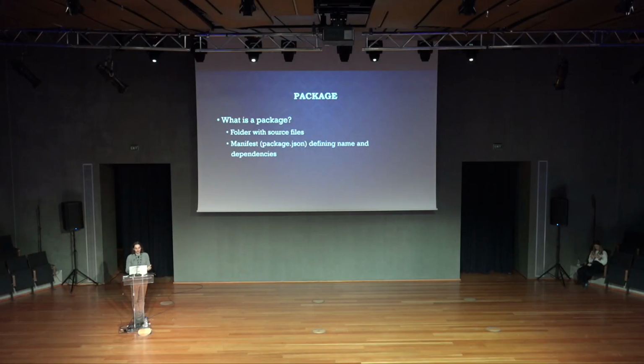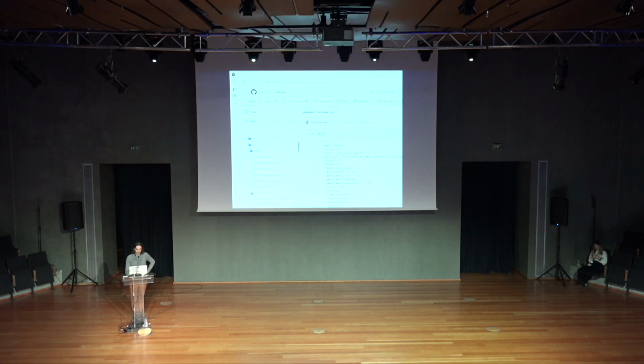So in a repo, the code is split in packages. A package is basically like a repo, a folder with source code in it, except there are several packages in one repo. And every package also has a special file called a manifest that is called package.json. That contains the name for that package and also the names of the dependencies it has on other packages. So we'll see now what this looks like.